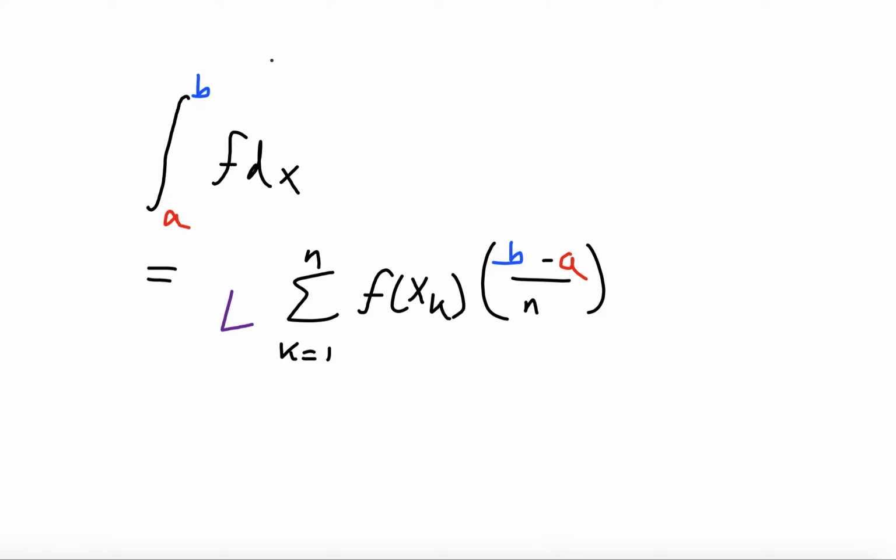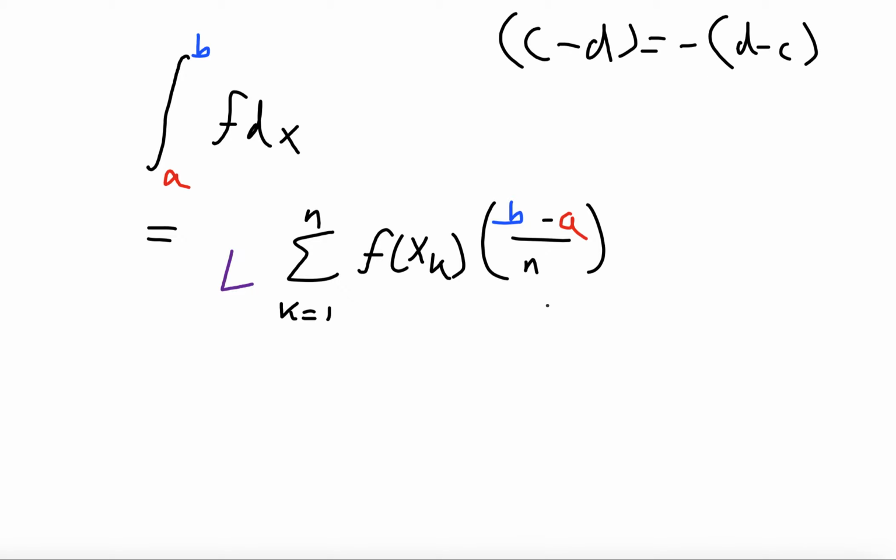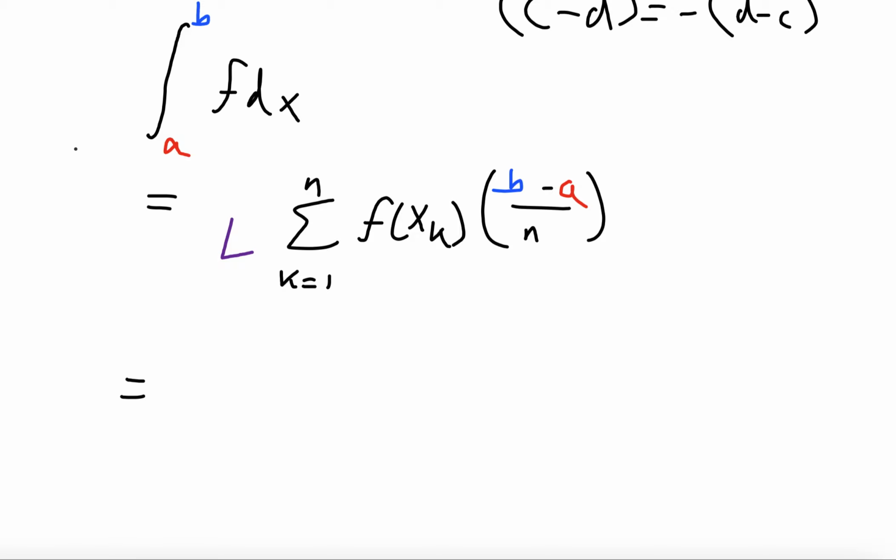But remember from regular algebra that c minus d is the same thing as minus quantity d minus c. You're basically just taking the minus 1 out. And that's exactly what we're going to do here. If we take the minus 1 out of here, what do we get? We get, instead of this, minus times a minus b over n, correct? So you have a minus b.